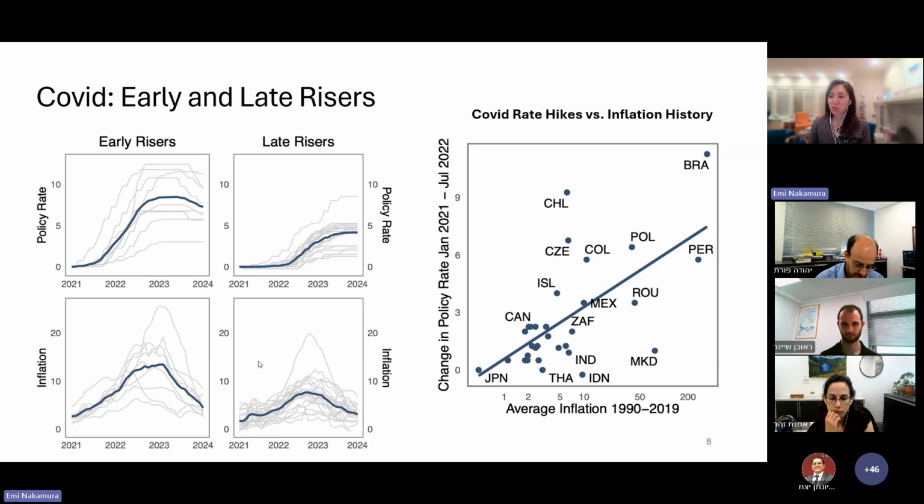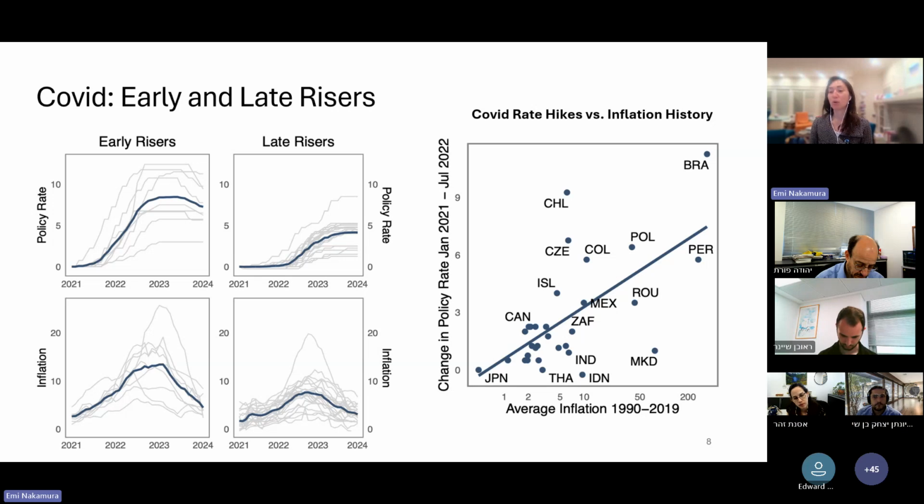So what this picture is showing, first of all, if we focus on the policy rate, is that the early riser countries, they not only raised their interest rates earlier, so that's how we define them, of course, but they also raised their interest rates by more. So the early riser countries raised their interest rates by roughly 9 percentage points versus something like 4 percentage points in the late riser countries.